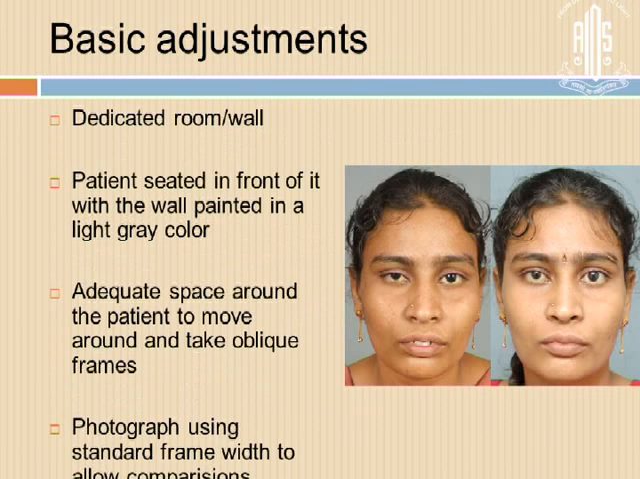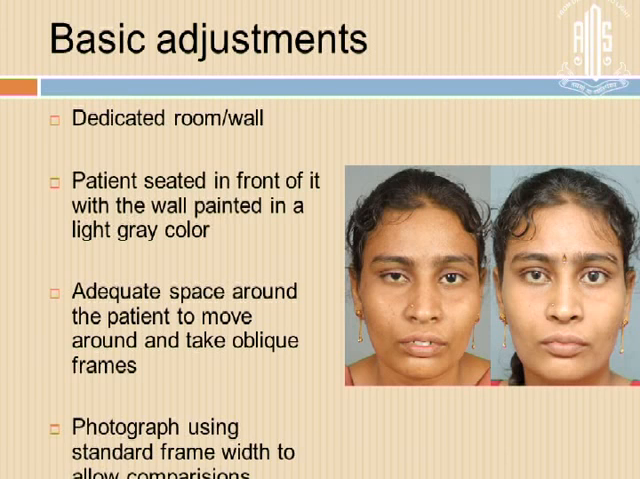Now, what are your basic adjustments? You need a dedicated room or a wall. If you do not have a dedicated room, you can paint a small wooden board with a light grey color and use it as a background. In front of the patient's chair on a chair unit, you just put that small wooden board and ask the patient to rest with the head against it, so that you have a uniform background to all the pictures that you're going to take subsequently for the patient.